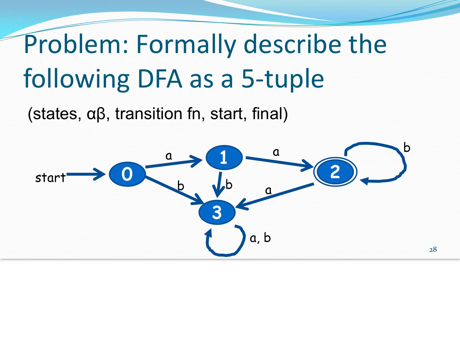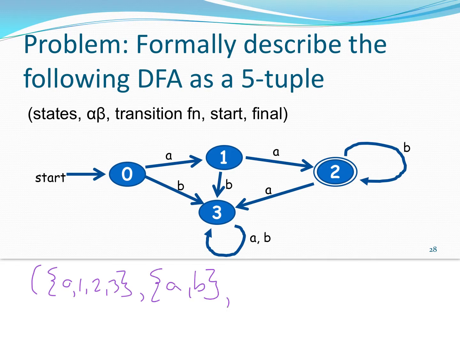It's a 5-tuple, it's a tuple, so we're going to do parentheses here. And we're going to start by listing the states. This has 1, 2, 3, 4 states, 0 through 3. So we'll write that down. My states is a set, {0, 1, 2, 3}. Next up in my 5-tuple is my alphabet, and it looks like my out transitions are on A and B. Alphabet again is a set, of course, so we'll say {A, B}.